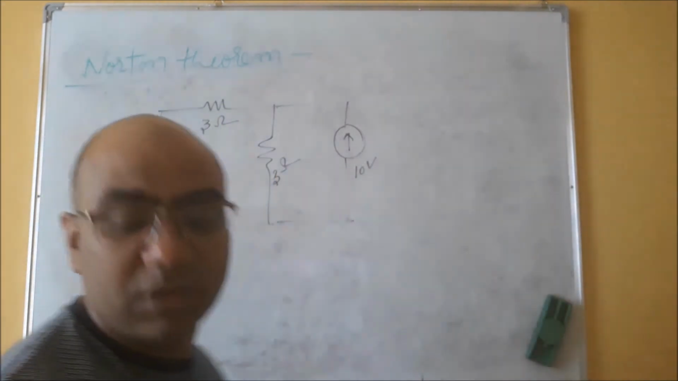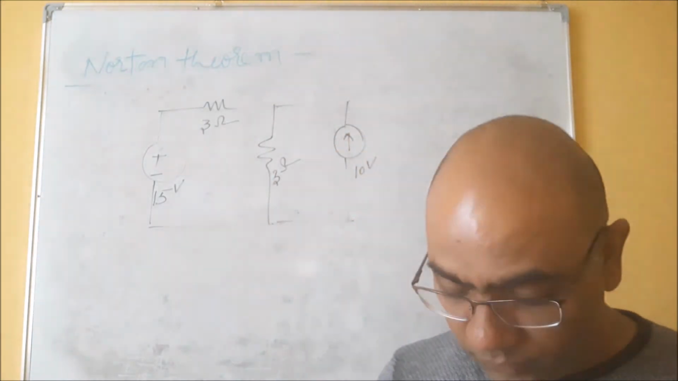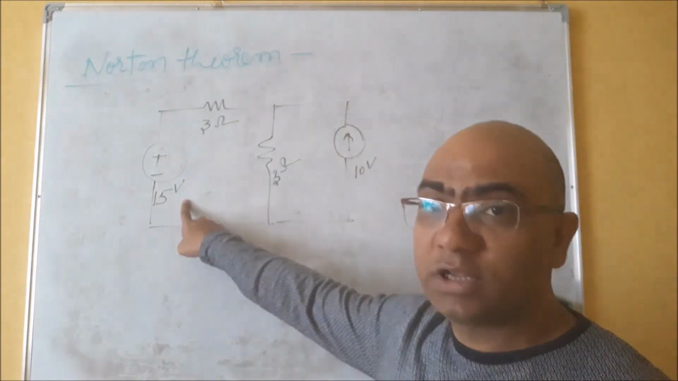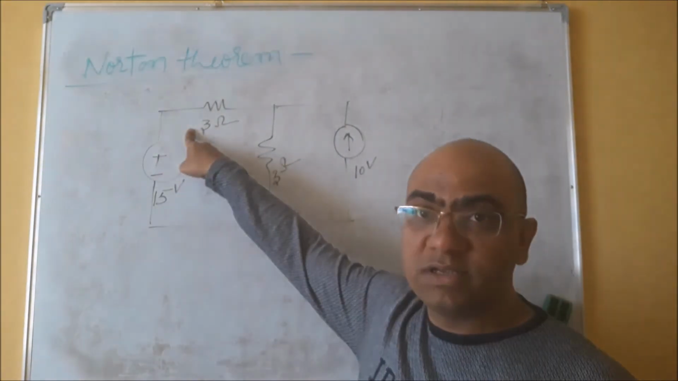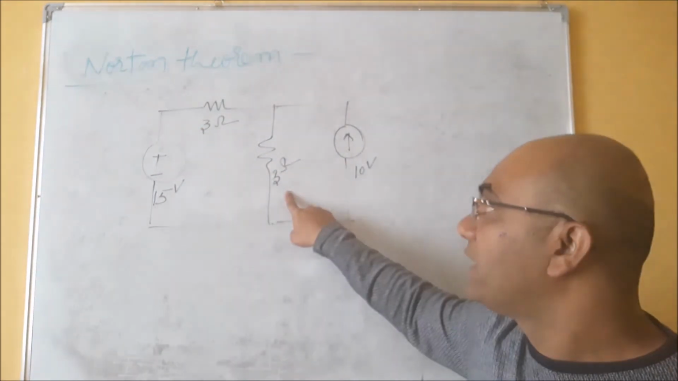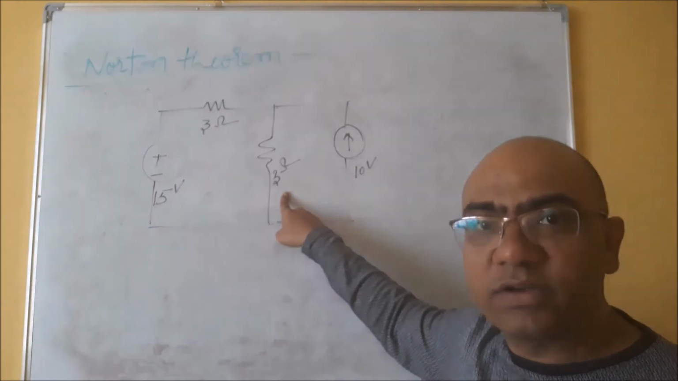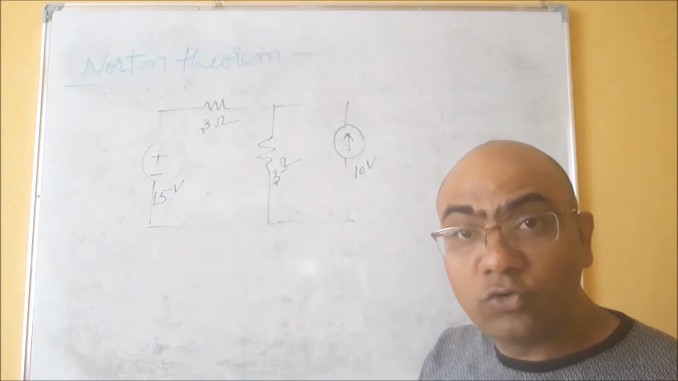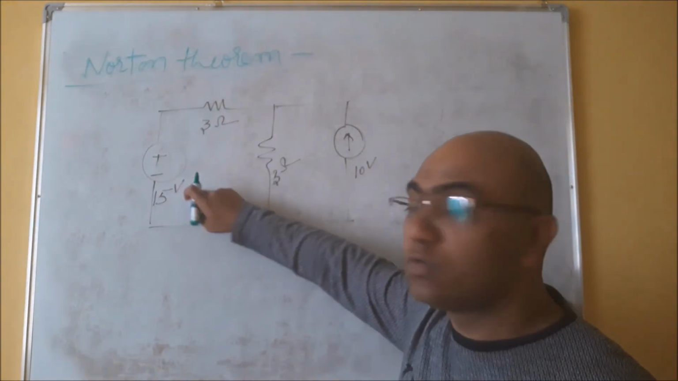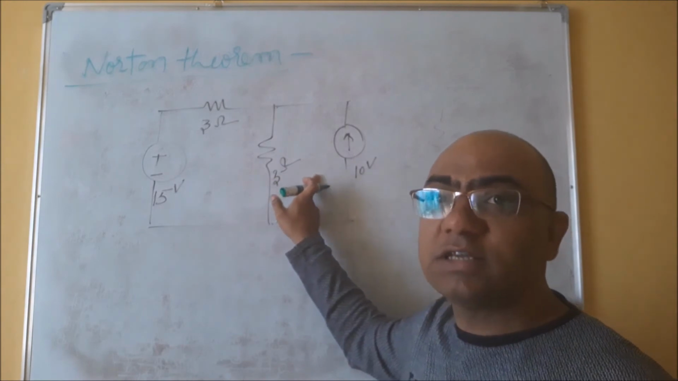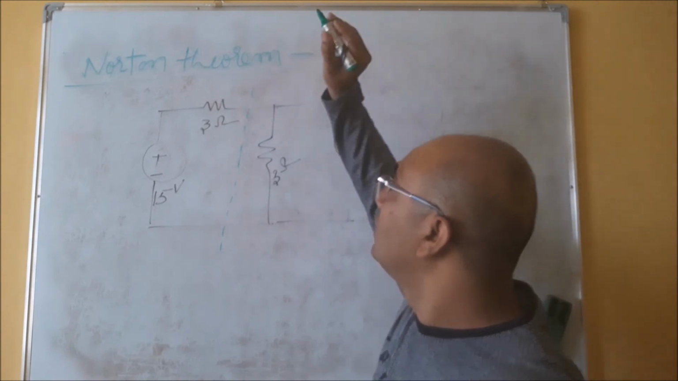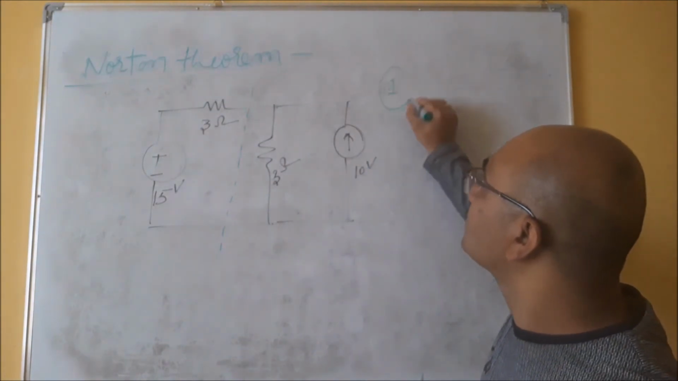So you see this circuit, the good point about this circuit is that this circuit has one voltage source which is connected with one series resistance 3 ohm, and one current source 10 volt which is connected with this resistance 3 ohm. Now I can go in two ways. What are the two ways? Number one, I can change this voltage source into current source, or I can change this current source into voltage source. How can I do this? So we will see both the cases.